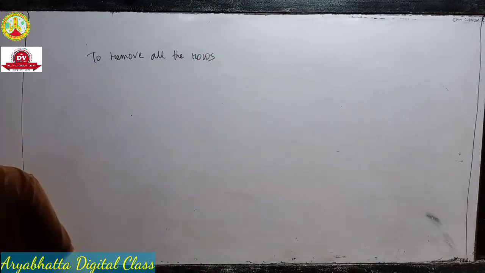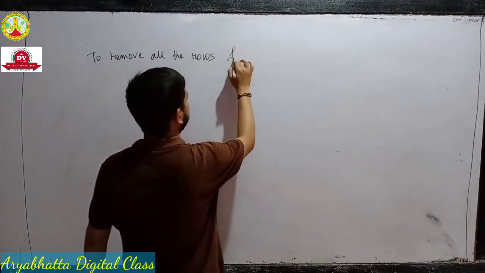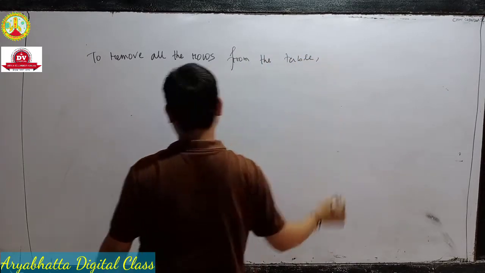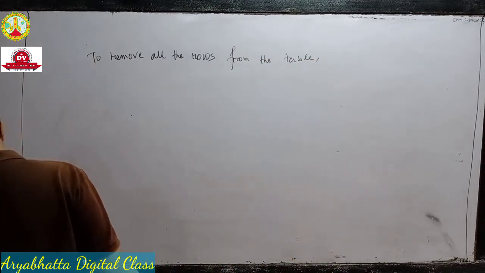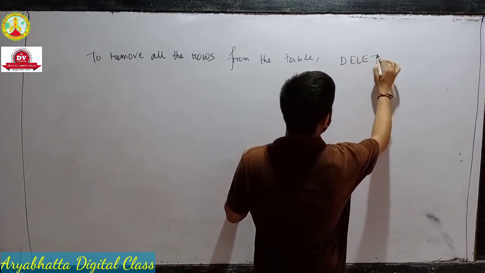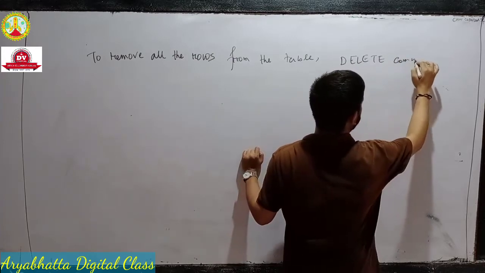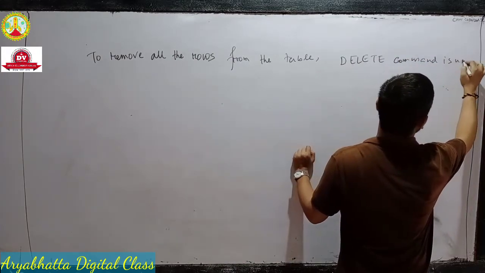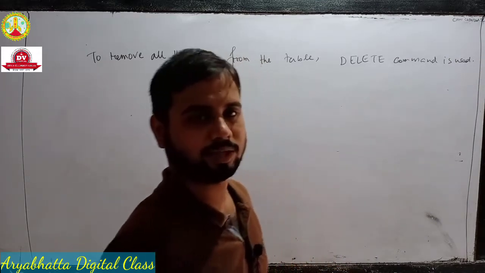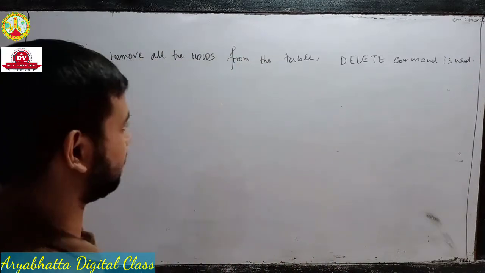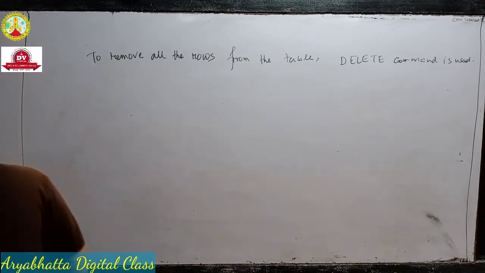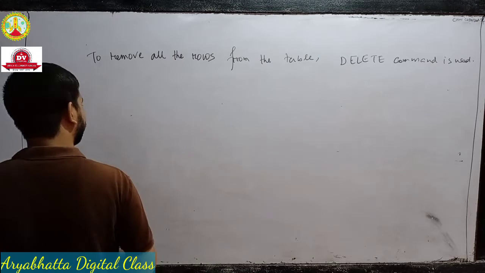To remove all the rows from the table, the delete command is used. We already discussed the delete command: delete, update, insert. In the last class we also discussed the delete command. So first of all, suppose there is a table.